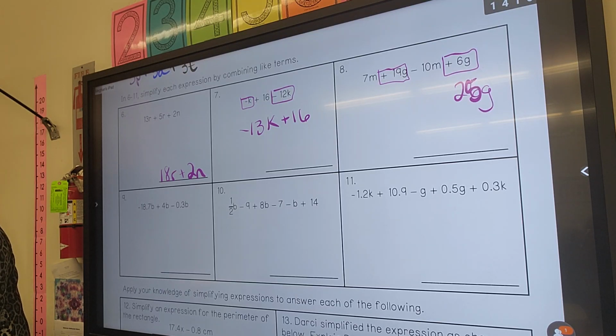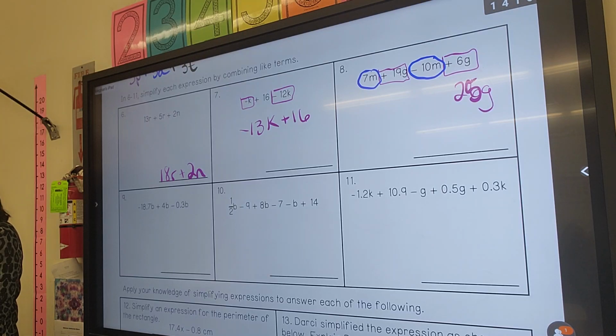Not quite, because the 10 is negative. Who can tell me the next set of like terms? Somebody else who hasn't spoken yet. Vanessa, what about you? What's the next set of like terms there? 7M minus 10M, good. So if we have 7 minus 10, is our M going to be a negative number or positive? Negative. 7 minus 10 is negative 3.